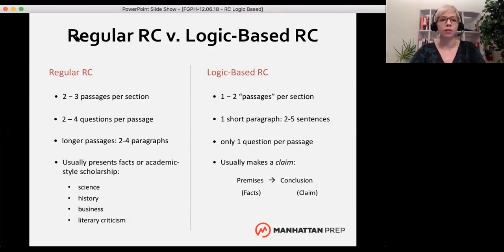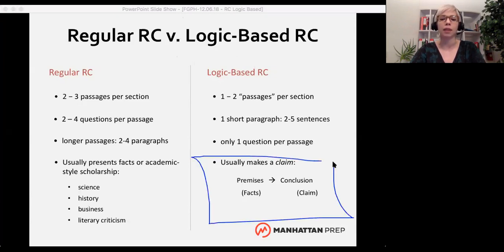But the big difference, and the one that actually transforms how we approach them, is this idea. They make a claim. Unlike regular reading comprehension that's academic style scholarship, which is usually, not always, there are some exceptions, fact-based, when we're making a claim, giving certain premises to lead to a conclusion, this is opinion-based. A lot of these, not all of them. So we're less interested in what the facts are. We're more interested in how the logical pieces fit together.